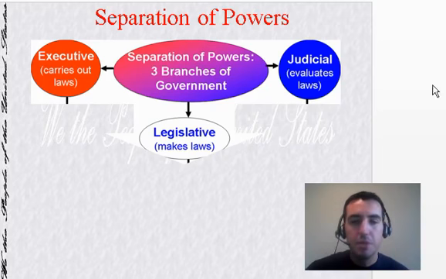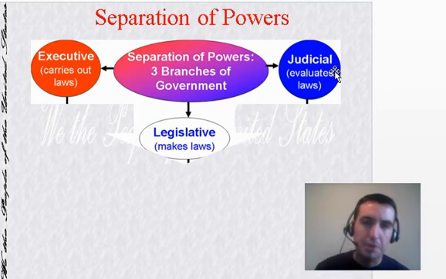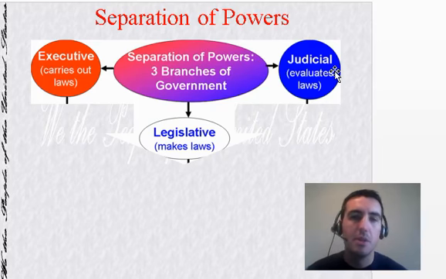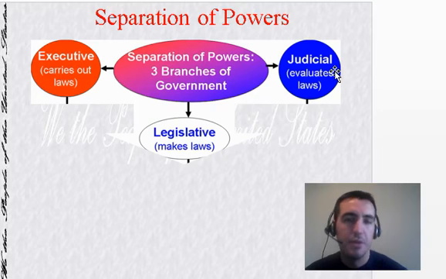Then you have the judicial branch, which is a bunch of courts, and they look at those laws and decide if they're good or not. They decide if they go against the Constitution or if they don't go against the Constitution. And they usually hear court cases about those laws.